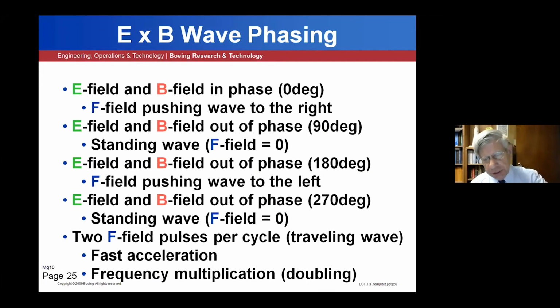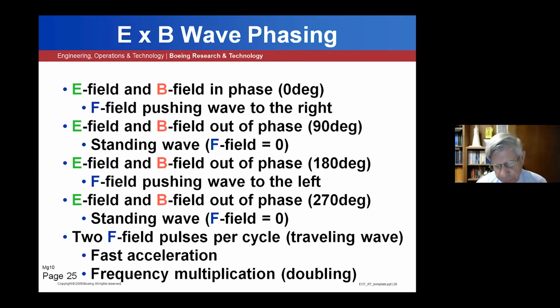And then we do a little tally here at the end for a summary: at 0 degrees, the force field of the wave is pushing it to the right. You go to 90 and it stands still. You go to 180 and it shifts gears and goes backwards the other way to the left. And then again at 270, you hit a negative standing wave. And so you get standing waves for 90 and 270, and you get traveling waves for 0 and 180.